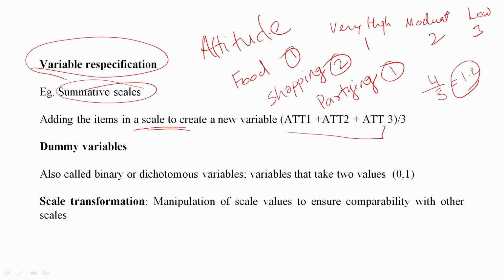I hope you understand. In some cases we use dummy variables. Dummy variables are used normally in regression. And when we use dummy variables, we only have two answers represented by 0 and 1. So this is why, to complete the analysis process, dummy variables are used. Next one is scale transformation.